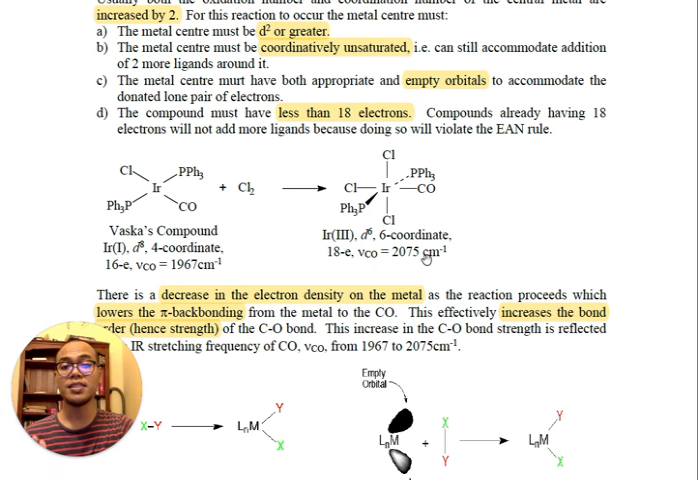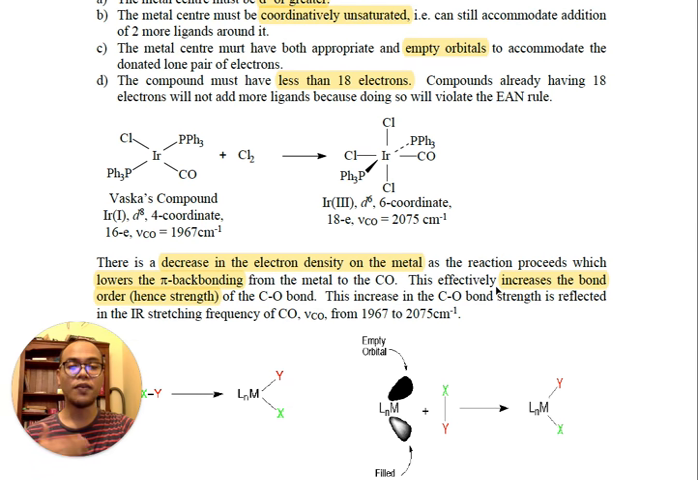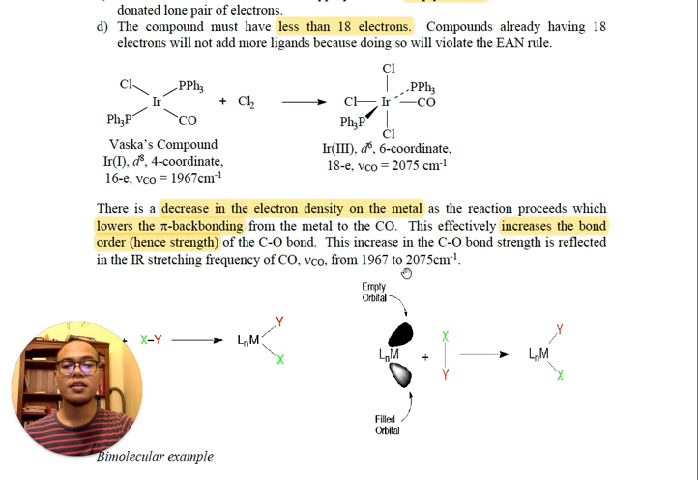But why is it so? We have gone through this, we have learned this. The bond strength or the bond order increased because there is lower pi back bonding. Why is there lower pi back bonding? Because there is a decrease in the electron density on the metal. So when there is a decrease in electron density, there will be lower pi back bonding, bond order and bond strength will be higher, and this will be translated in the stretching frequency. You're going to see a higher stretching frequency when the bond order or the bond strength increases. You can see this diagram below.